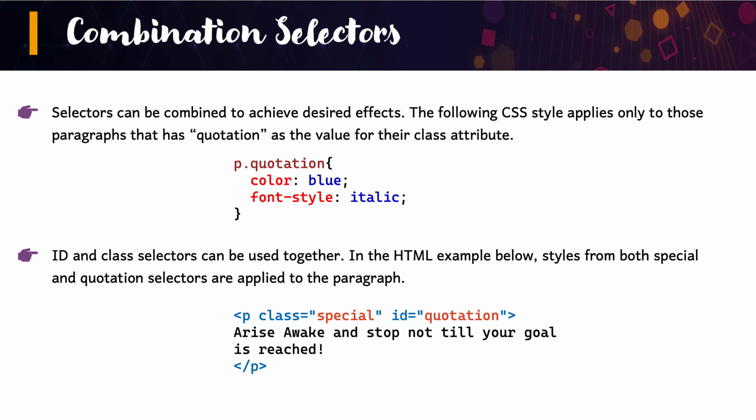Let's look at the second example. The second example is showing HTML code which uses both the class attribute and the ID attribute. So both the styles from the special selector and the quotation selector are applicable for this paragraph. So this is how you can combine more than one style or more than one selector and then get a desired effect or desired style for your HTML element.